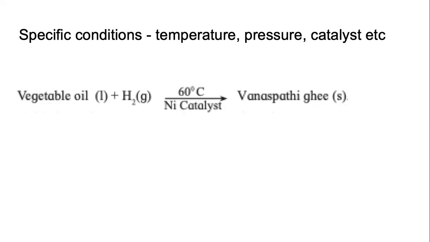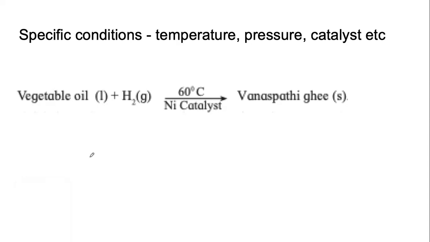And just having that temperature is not enough. We need nickel. Nickel needs to be there. Nickel does not participate in the reaction, but nickel makes the reaction possible. The hydrogen combines with the vegetable oil. A new compound is formed, which is solid at room temperature. So the liquid vegetable oil is converted into solid vanaspati ghee. We will study this process in a little more detail later in chemistry, in Science 1, later in the year. We will study this as a process of hydrogenation.